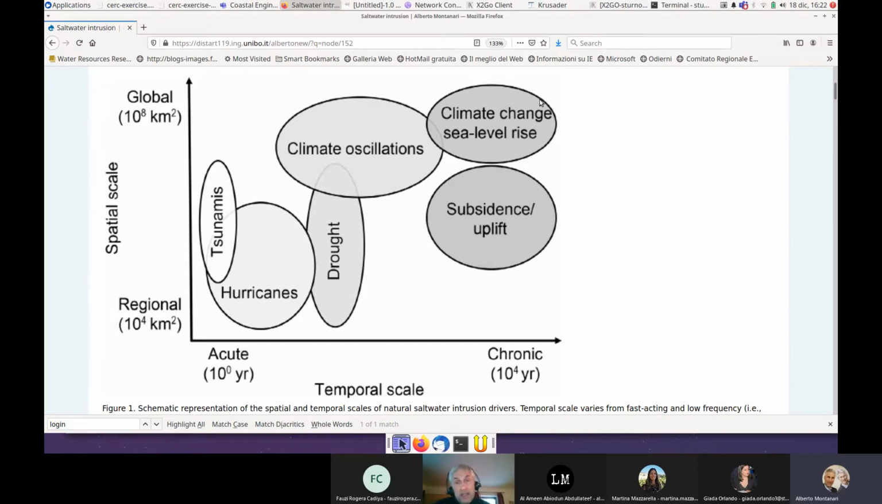And then there is climate change. Climate oscillations are different from climate change. Climate change is meant to be a permanent change. Climate oscillations are meant to be cycles, and climate change gives rise to sea level rise. Sea level rise favors saltwater intrusion. And then there is subsidence. Subsidence is lowering of the land, which means that you have an effect, of course, on saltwater intrusion, because lowering of the land means decreasing pressure of fresh water.